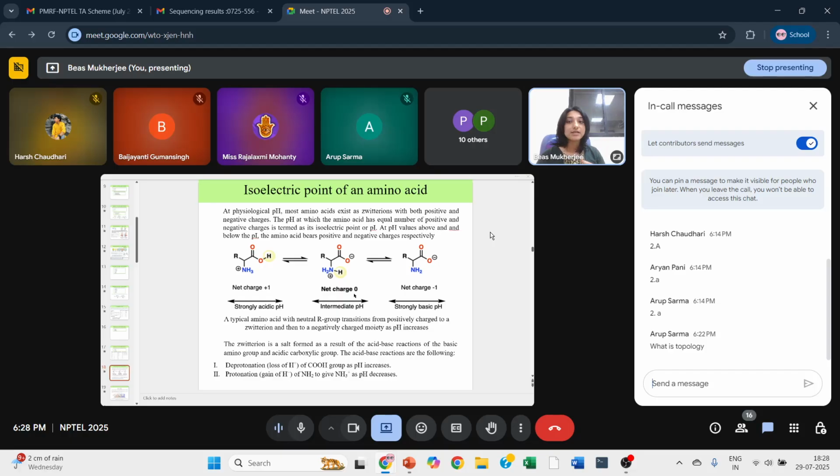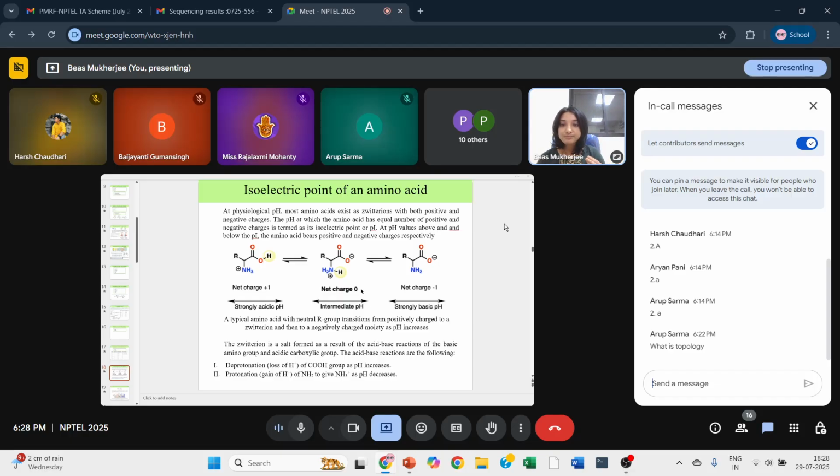See, the pH at which the amino acid has an equal number of positive and negative charges is called the isoelectric point or PI of the amino acid, right? Now at pH values below and above the PI, the amino acid bears positive and negative charges respectively.